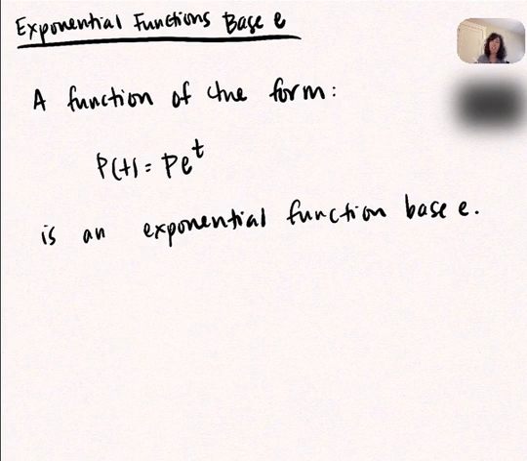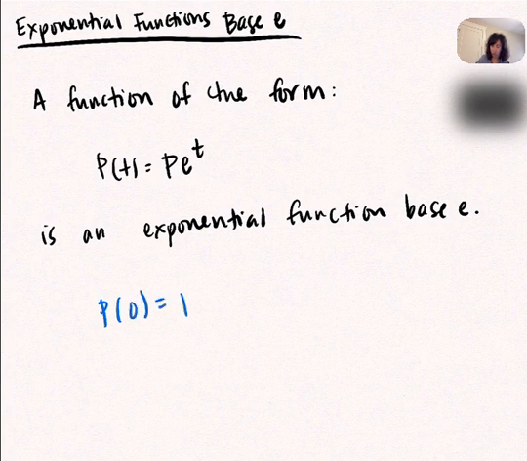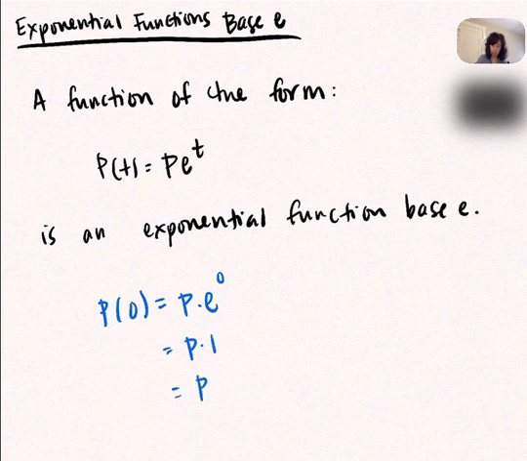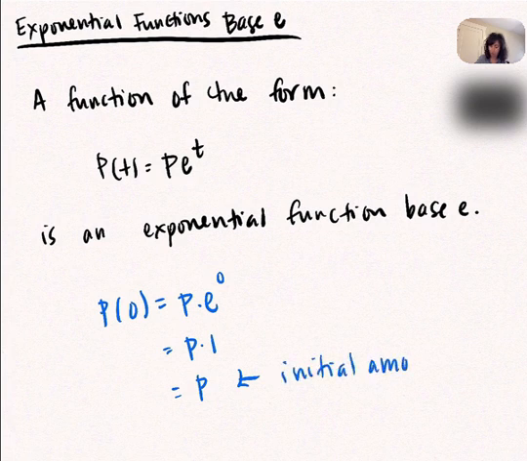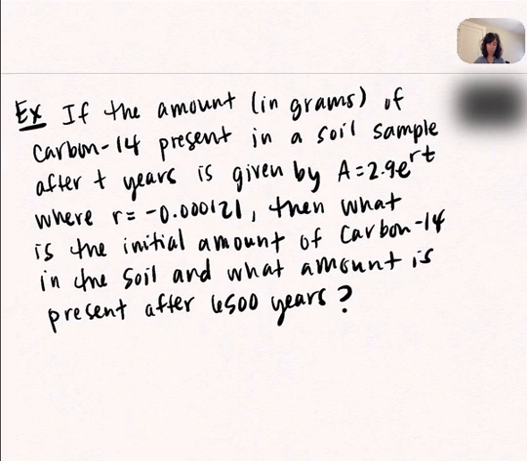If you assume t is time, at time t equals 0, we get P times e to the 0, and P times anything to the 0 is 1, so we get P of 0 equals P. So this is actually the initial amount if you're doing a word problem, and t stands for time. At time 0, we have P as our amount. Okay, let's do an example.